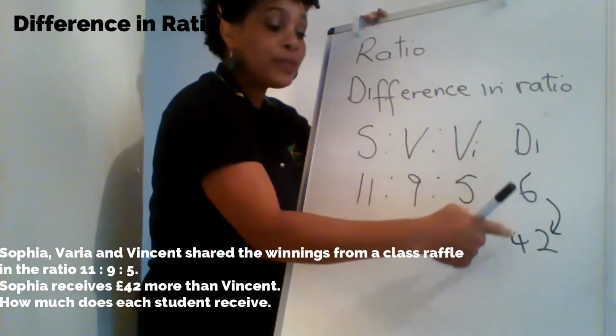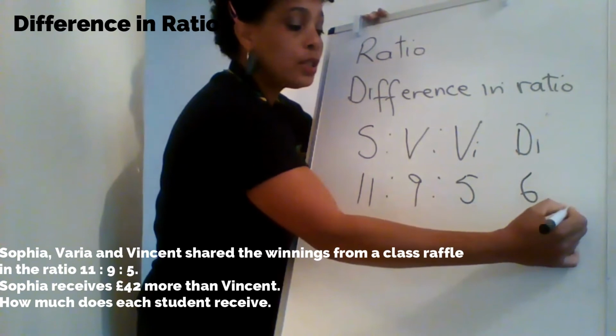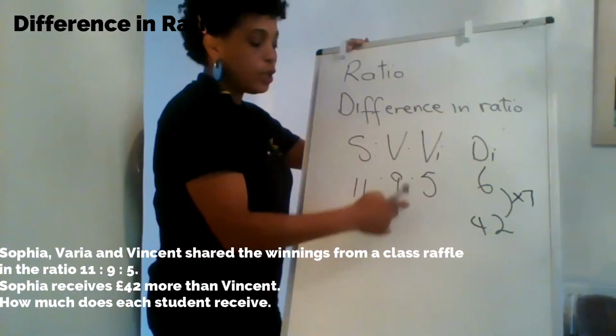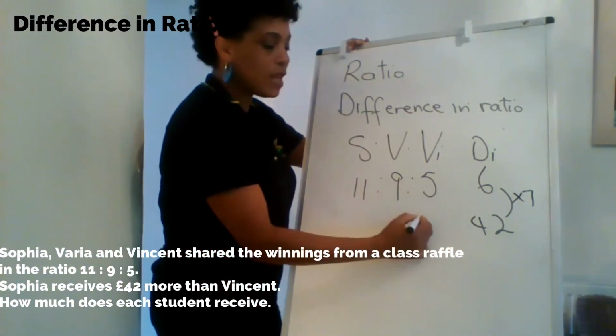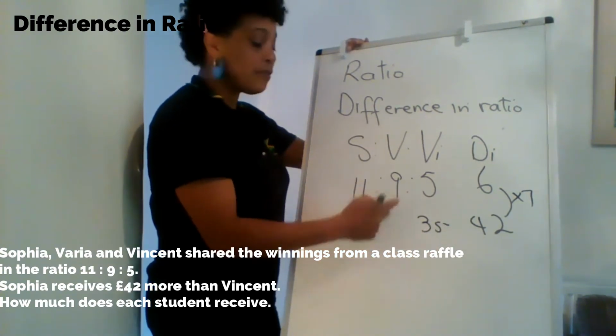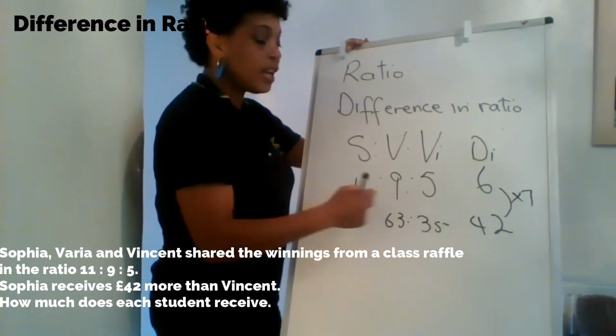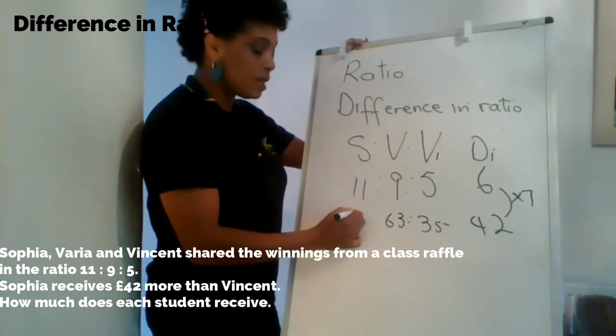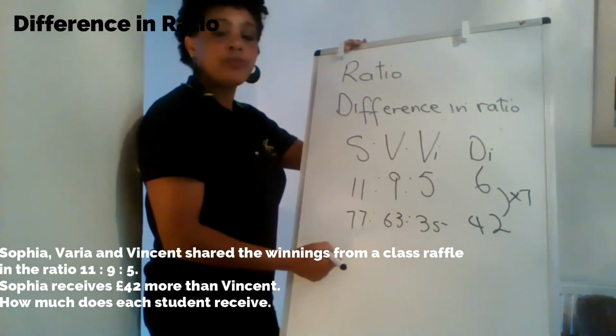What do I do from 6 to get to 42? Times it by 7. So I'm going to times this by 7. 7 times 5 is 35. I'm going to times this by 7. 7 times 9 is 63. And I'm going to times this by 7. 7 times 11 is 77.